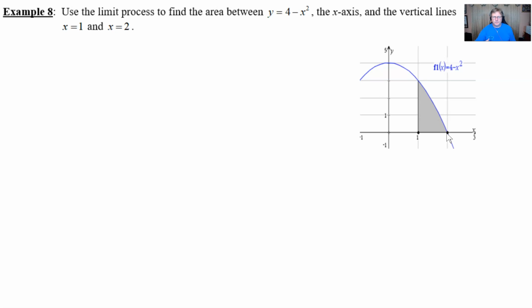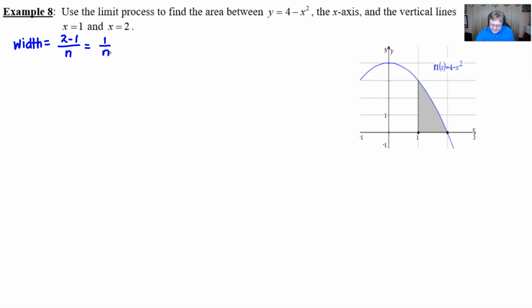Well, we've done a few of these already, so all of the things that we've done before are still in play, where we find, first of all, the width of our rectangles. And the formula is always going to be your rightmost boundary minus the leftmost boundary, in this case 2 minus 1, and we divide by n, which is the number of rectangles. And so that does simplify to 1 over n.